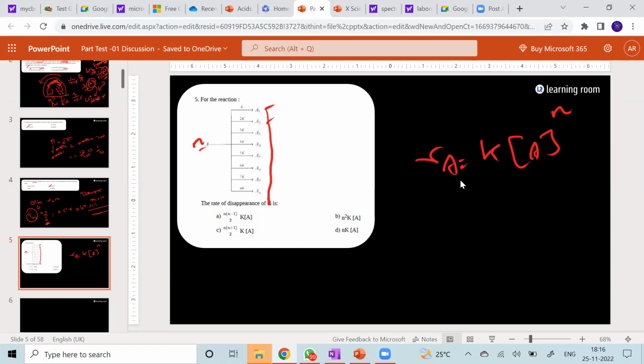Sir, in parallel kinetics, like we have to add all the rate constants, right? Yeah, we have to add all the rate constants. So if we add all the rate constants, so like 1 plus 2n plus 3 into n plus 1 by 2. Option C, n into n plus 1 by 2, option A. Option C will be the answer. Yes, absolutely true.